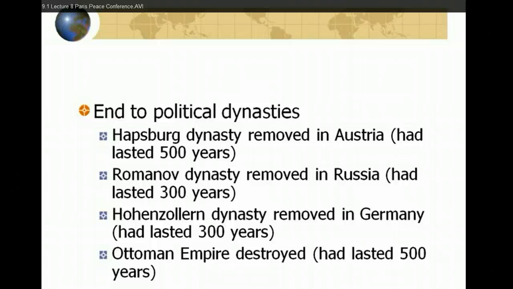We're going to see communism come out of this. We're going to see the Hohenzollern dynasty removed in Germany. It had lasted as well for 300 years. And the Ottoman Empire, a sick man of Europe, will finally be destroyed, and it had lasted for 500 years. So we're going to see that not only is the map of Europe totally changed, but the ruling of Europe is going to totally change as well.